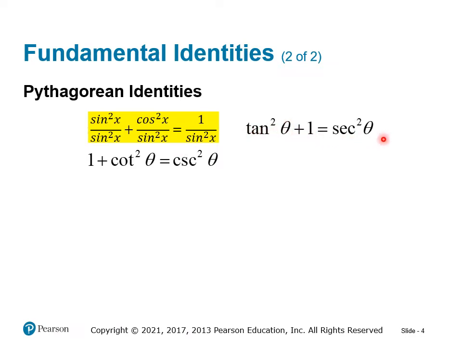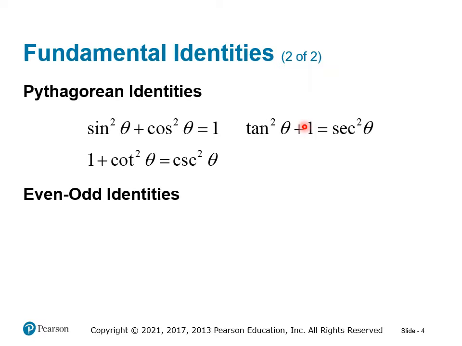The tangent squared plus 1 identity is if we divided each of these by cosine squared. Notice then we'd have sine over cosine, which is tangent, cosine over cosine, which is 1, and 1 over cosine, which is secant squared. So I just wanted you to see that if you know the basic identity, sine squared plus cosine squared equals 1, you can derive these other two identities versus memorizing them.